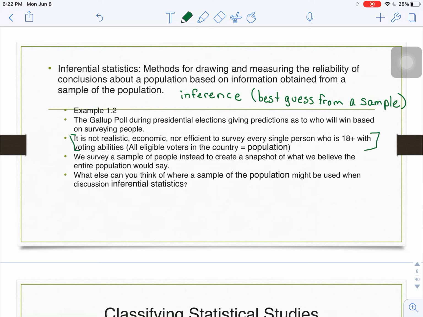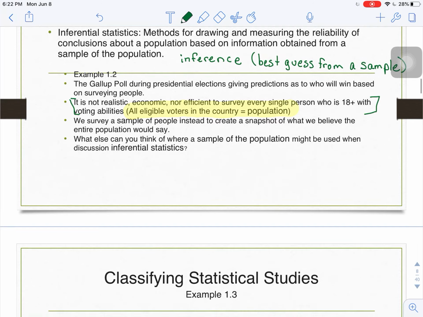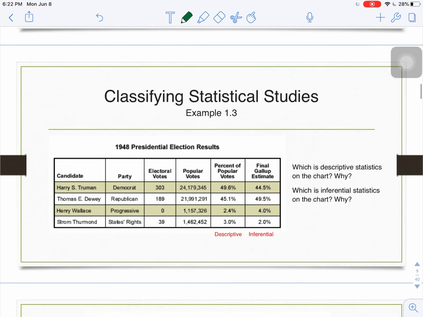But here again, we're going to talk about this over and over. It's not realistic, economic, nor efficient to actually survey everyone who is 18 or older with voting abilities. So there we're actually going to go ahead and mention that all eligible voters in the country would be considered the population. So instead we survey a snapshot. That's that survey.